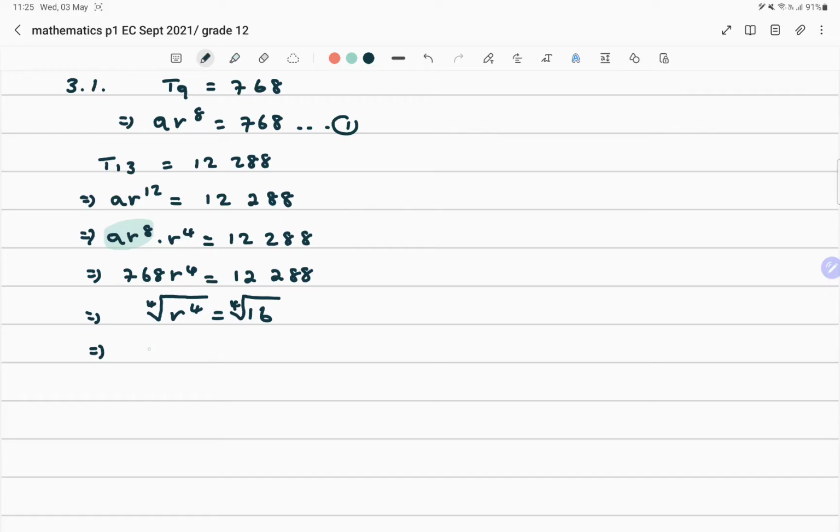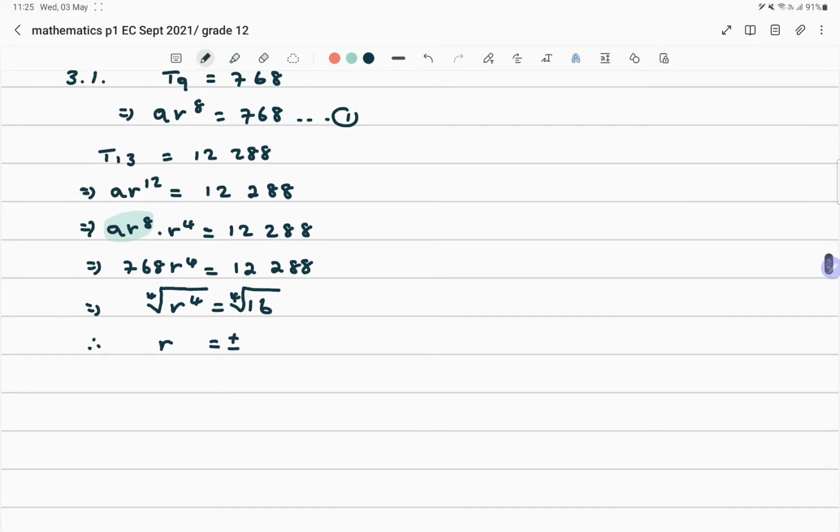Okay, so that means our r, remember, once you take an even root, it becomes a plus and a minus. Always, an even root is always going to give us that. So let's take the fourth root of 16. Of course, you know it's a 2, right? So it's going to be plus or minus 2. So those are the values of r.